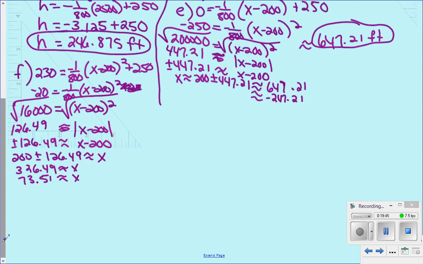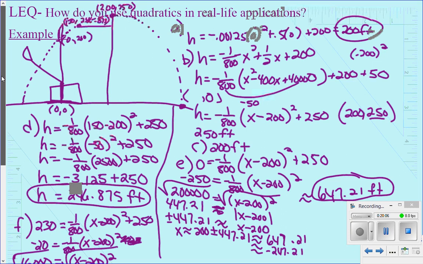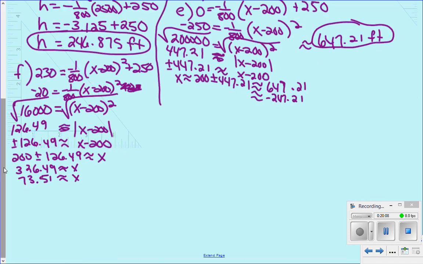Okay, so now we need to think here about the question. The question, what is the farthest distance from the catapult that the catapult can be set up from a 230-foot wall and clear it? So I'm getting 73 or 326. Let's remember what that means. I'm going back up to my picture.